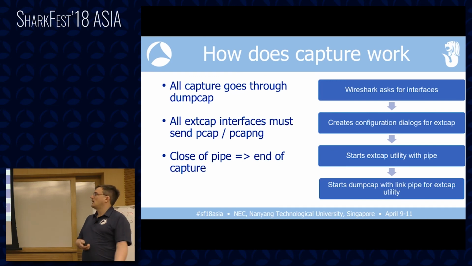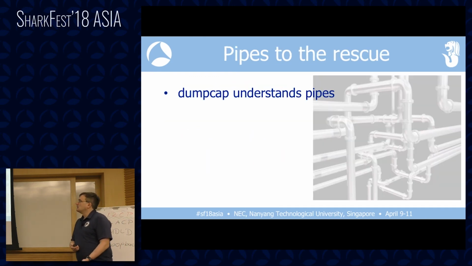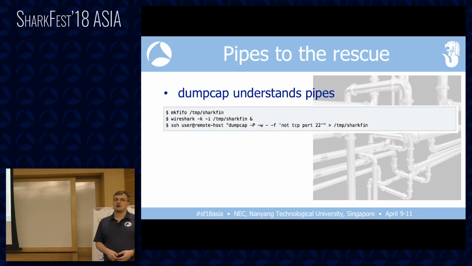Now, how is this working? Dumpcap understands pipes. Pipes was the original idea of capturing data which is not happening on a network interface. So it's very easy. Every operating system has pipes. They're very easy to handle. Take Linux, for example. You create a so-called named pipe. In this case, it's sharkfin. You start Wireshark and tell it, listen to this pipe.